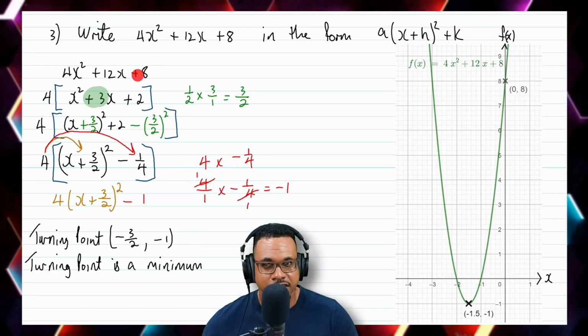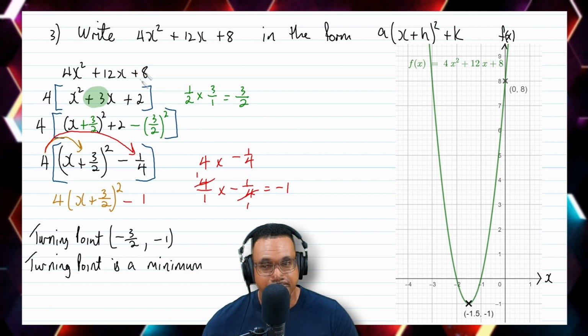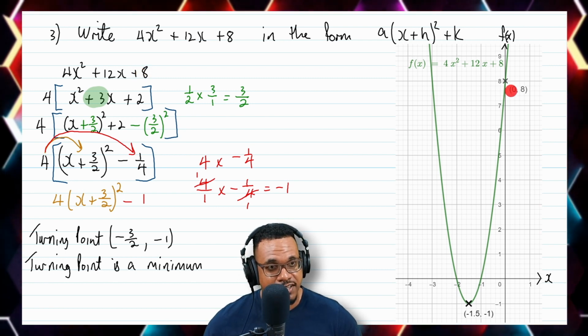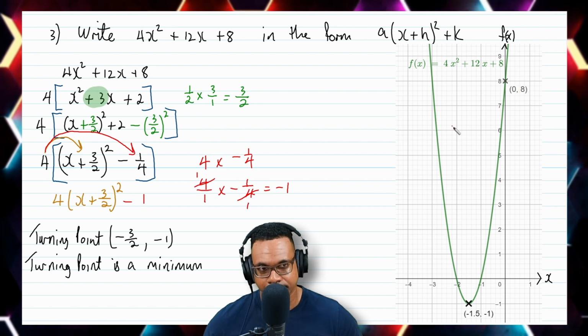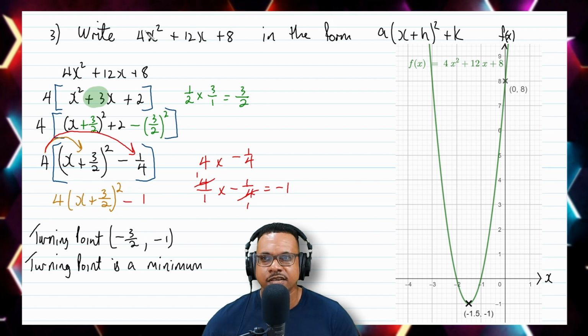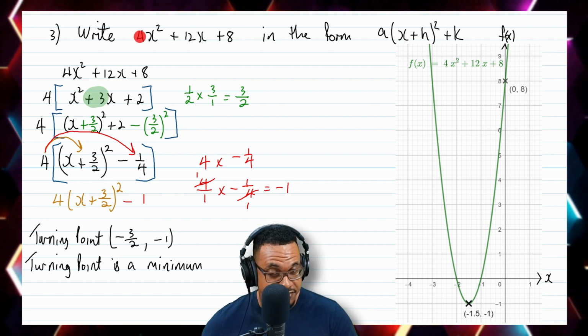Then we know this number out here, positive 8, is our y-intercept, and the y-intercept occurs when x is equal to 0. So we have 0 on the x and 8 on the y. And of course, our graph is a minimum, so it goes down like a valley, because the number in front of x squared is positive.